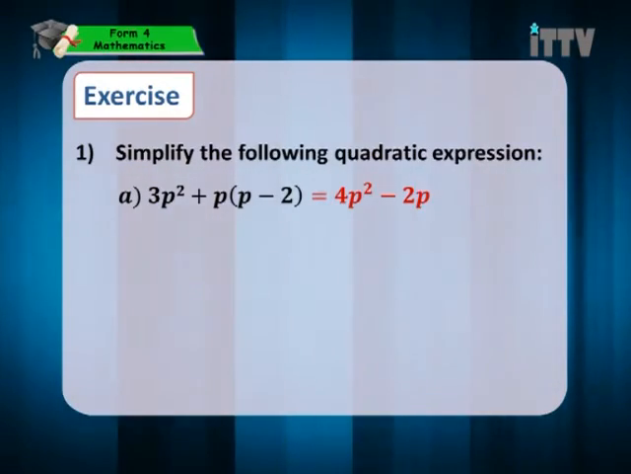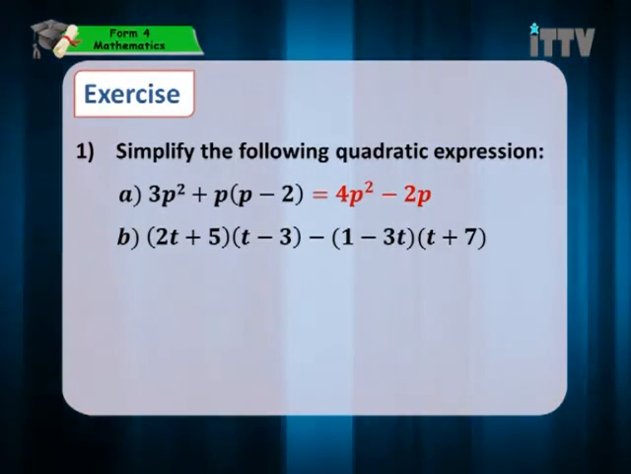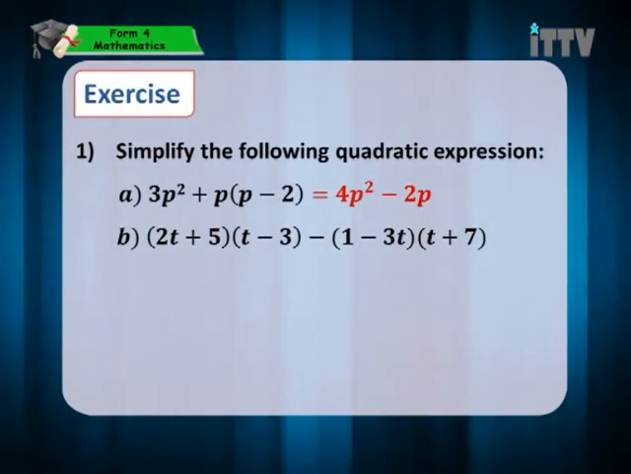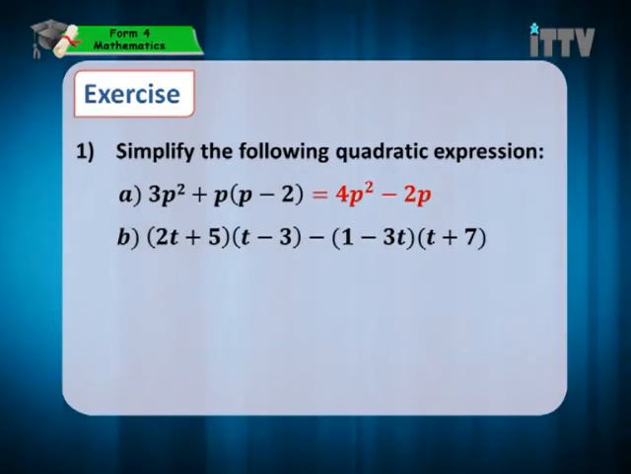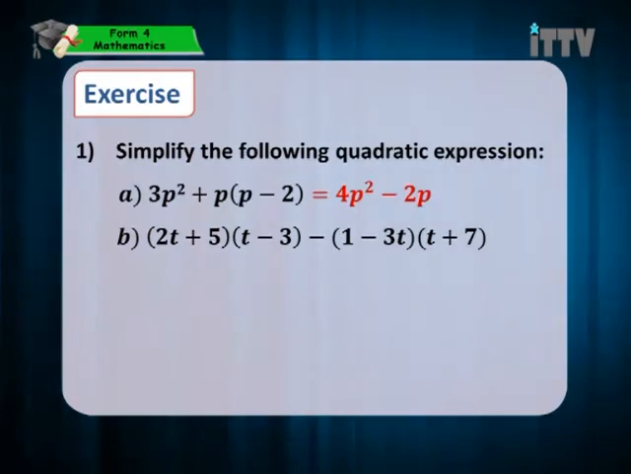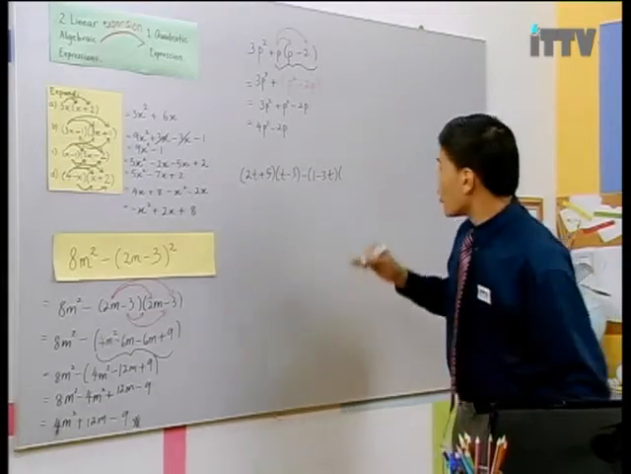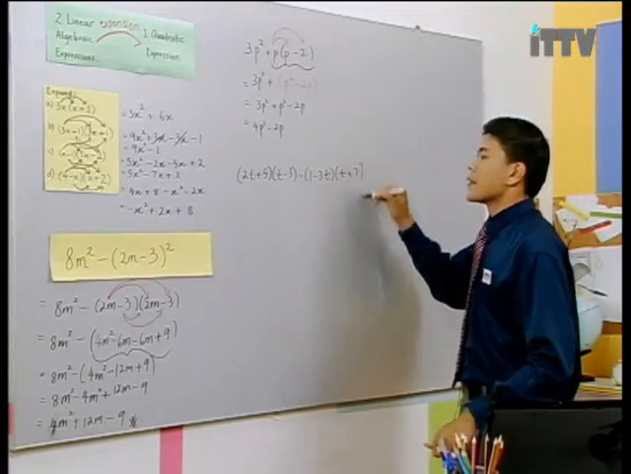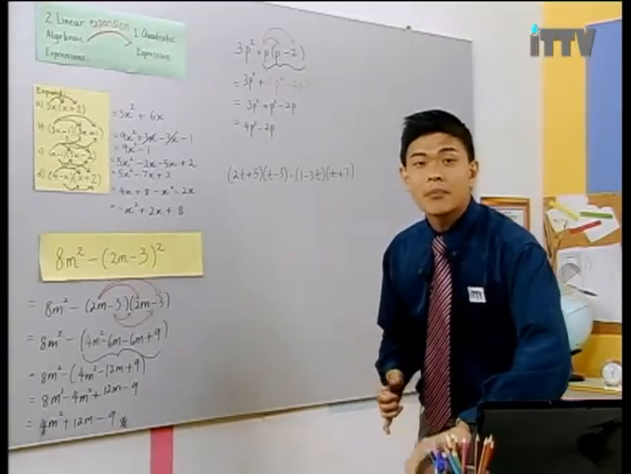Alright, and the answer is there. Alright, the second exercise. Expand and simplify the following quadratic expression. Okay, so rewrite it on the board. Alright, this is slightly a longer quadratic expression, but be careful. Simplify, remember, step by step, term by term.